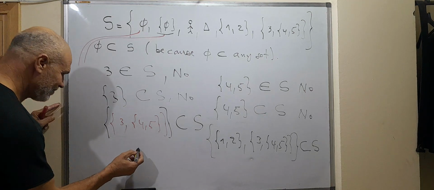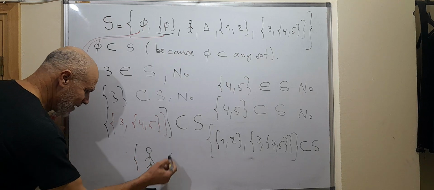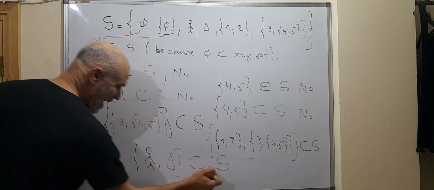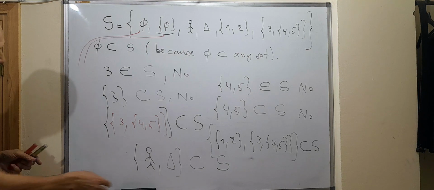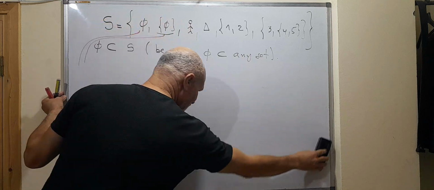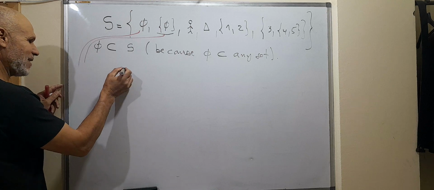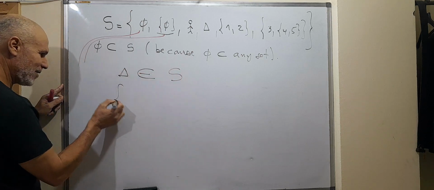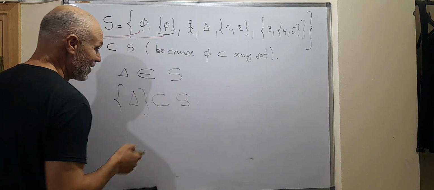The man and delta, this is a subset of S. Delta is an element of S. The set delta belongs to S, and so on.